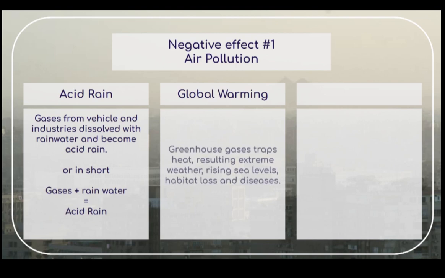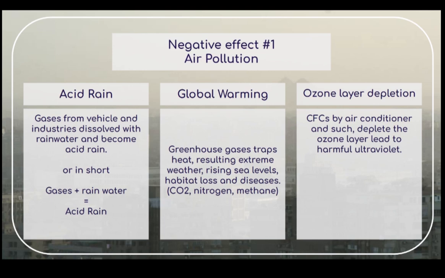Global warming: greenhouse gases are released into the atmosphere and trap heat. Global warming causes extreme weather, rising sea levels, habitat loss, and disease. Ozone layer depletion: CFCs emitted by air conditioners and sprays deplete the ozone layer and lead to more harmful ultraviolet radiation from the sun reaching the surface of the earth, with a harmful effect on living beings.